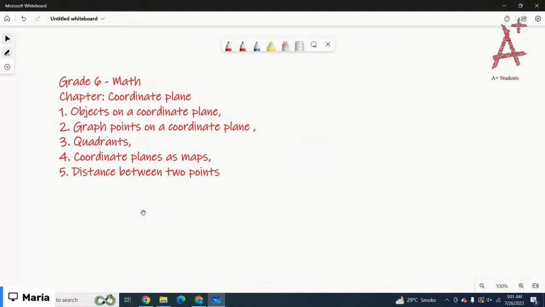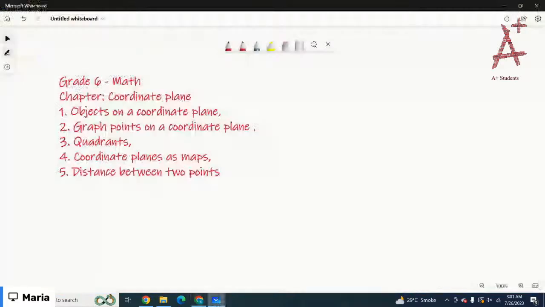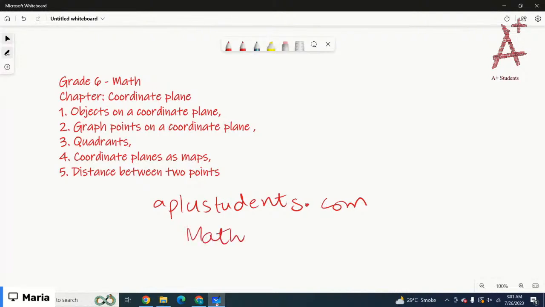We are here for grade 6 math. So you can find all the lessons on aplusstudents.com. You have to log in there using your email address and the password provided by the administrators. Then you have to select math from the subject tab. Scroll down to grade 6 and then click on view all lessons. There you can find a list of the chapters.